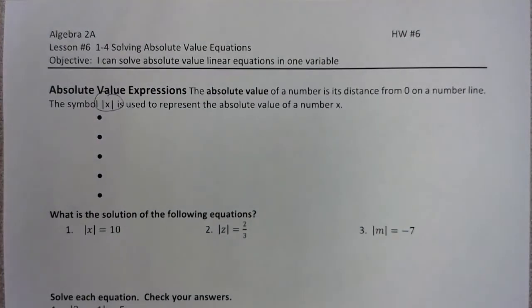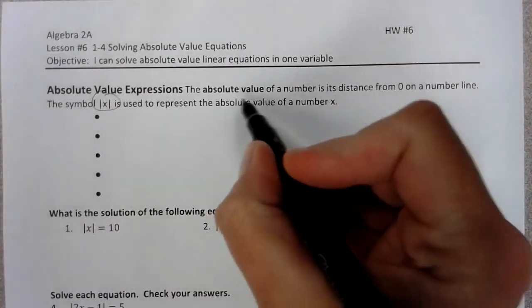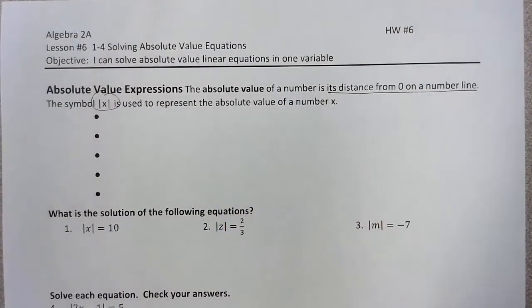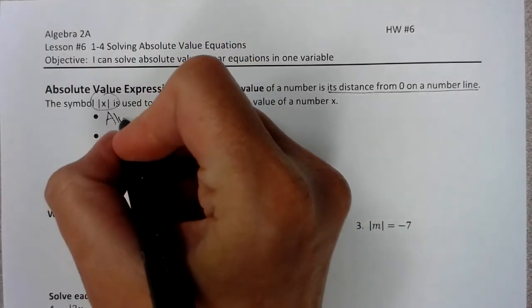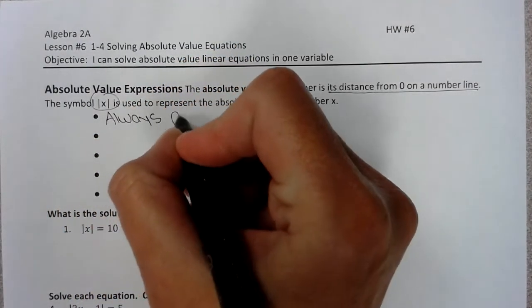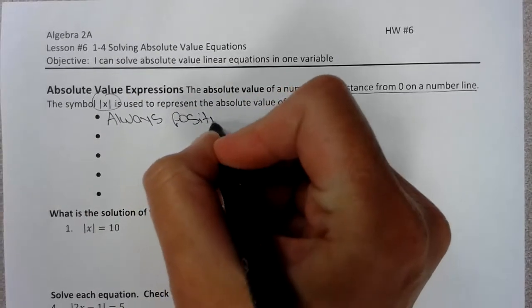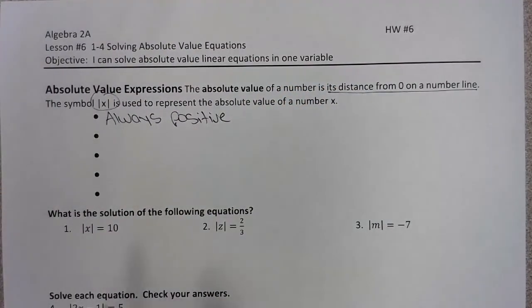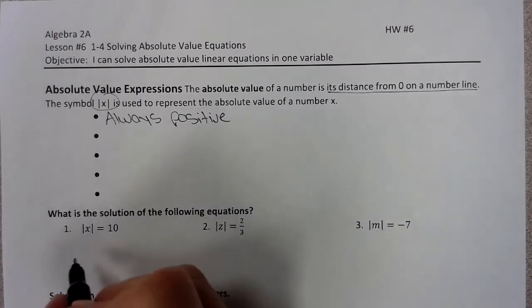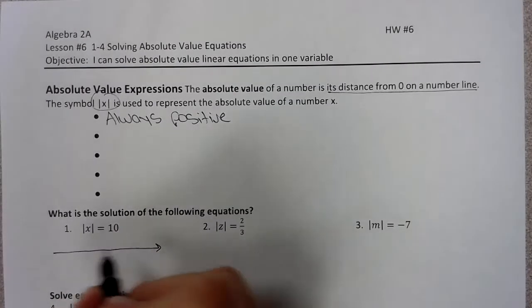Hopefully you remember that absolute value shows up inside these two bars. Absolute value is distance from zero on a number line. Therefore, it's always positive. Let's do number one. The absolute value of x equals 10.